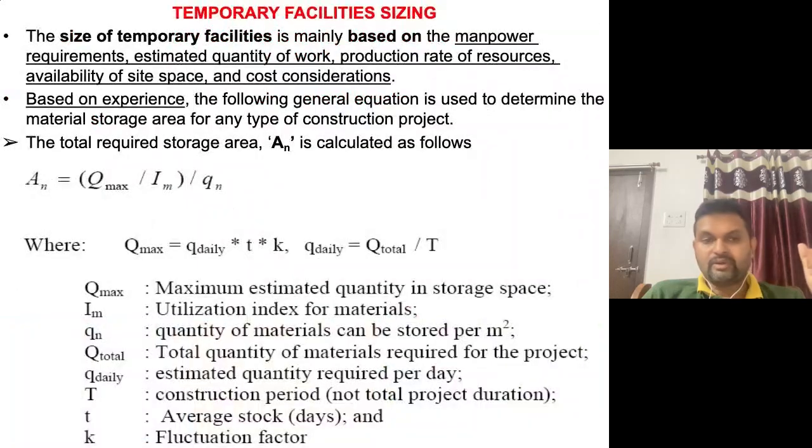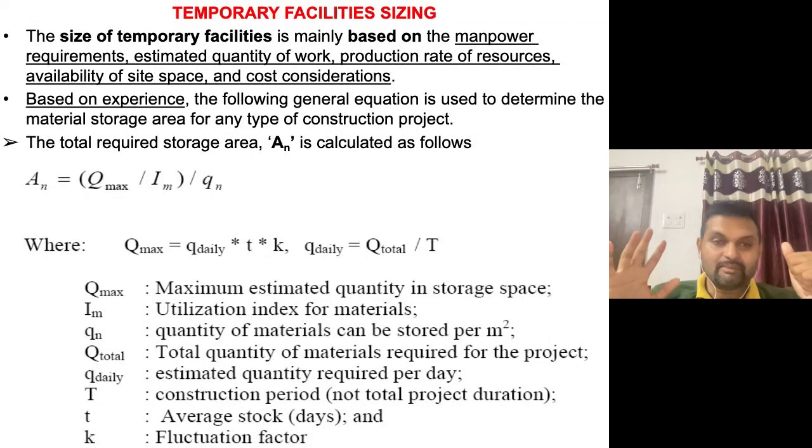From the formula I'm able to understand, the only thing I need to calculate is the Q max. IM I'm going to get from the table, Qn I am going to get from the table. Sorted. So how to calculate the Q max? Q max is the maximum estimated quantity, how much maximum quantity I can store in the storage space. That will be equal to Q daily.